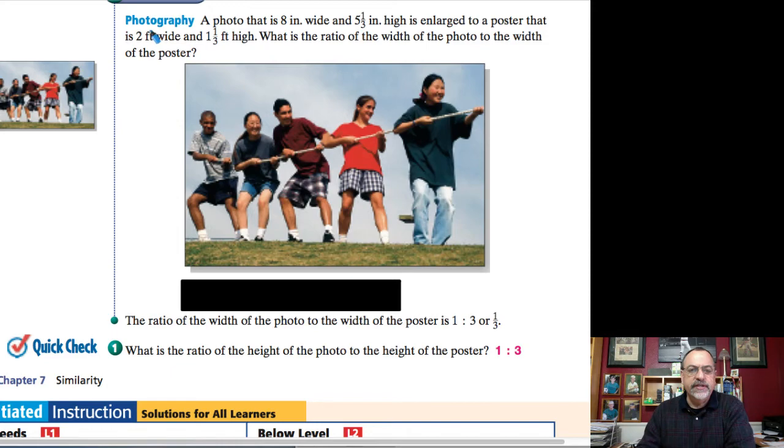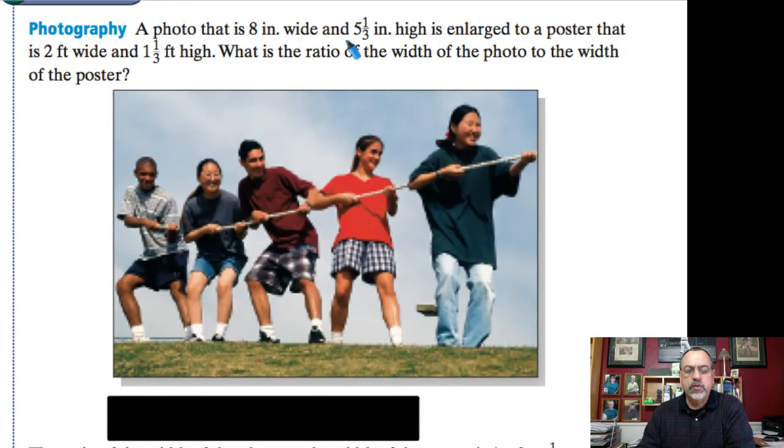As I look at this first example, it says that a photo is 8 inches wide and 5 1/3 inches high, and this photo is enlarged to a poster that is 2 feet wide and 1 1/3 feet high. What is the ratio of the width of the photo to the width of the poster? So the first thing I need to do is to determine how my ratio is going to look, and that's going to be determined by the wording of the problem. As I see here, it asks me what is the ratio, so I know it's going to be ratio of, and the width of the photo is the first thing mentioned.